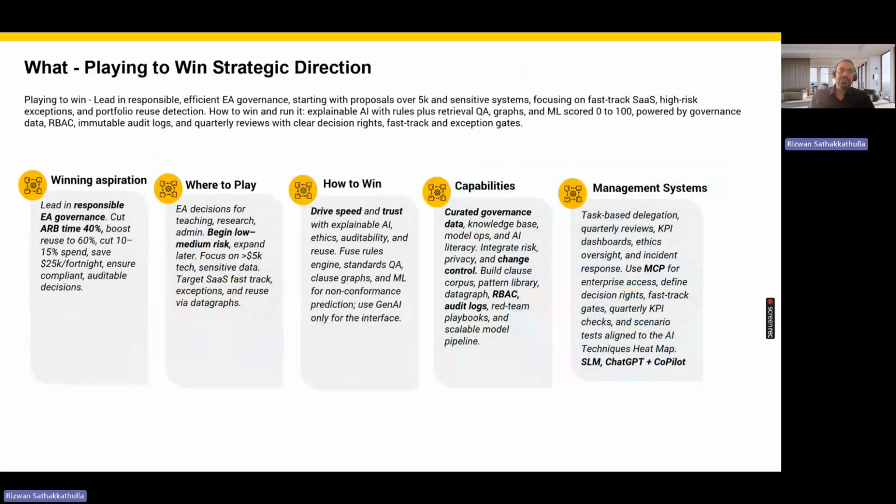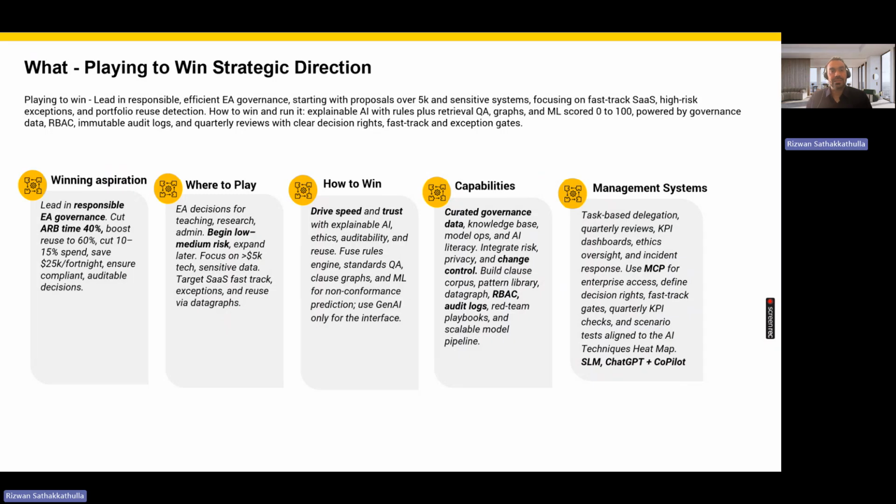And what are we going to do? We have looked into the 5 key areas of playing to win. Where do we want to play? What's the winning aspiration? We want to reduce time, enhance the speed, and we also want to see how we can save money.